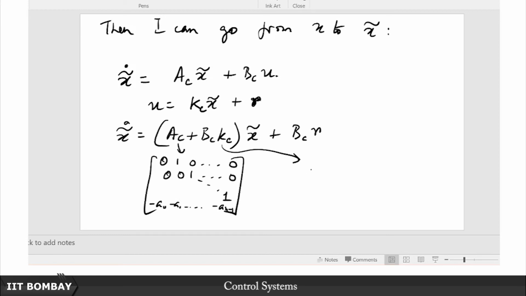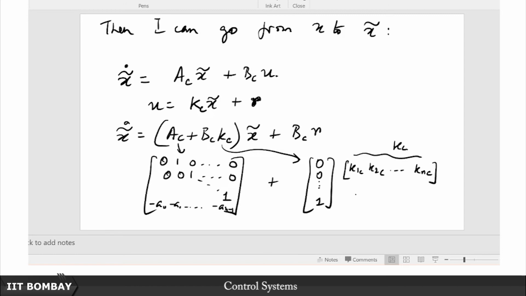What about this BC times K? This is going to be 0 0 0 0 1 times K1C, K2C, dot dot dot, till KNC; this is my KC matrix. So what does this lead to? This whole fellow looks something like this. Note that everything else is 0 everywhere except the last row. In the last row what I have is just K1C, K2C like this till KNC.